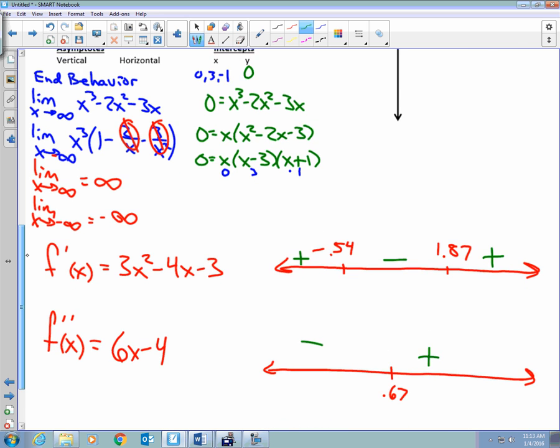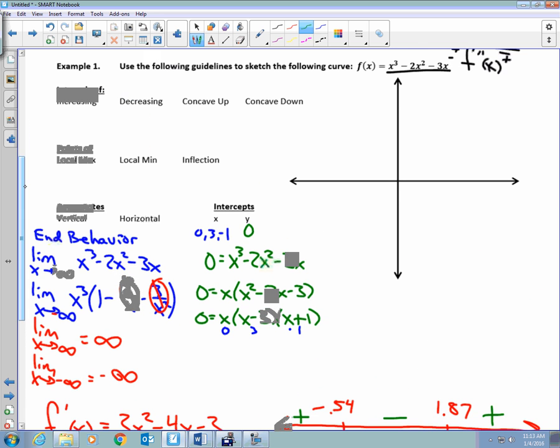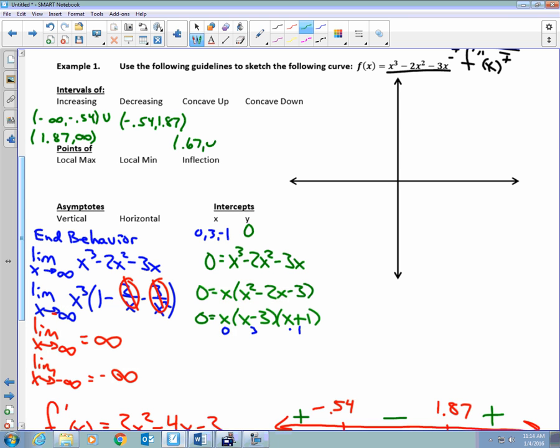This tells us some important pieces. Where is this function increasing? Good. And it's decreasing in between, so negative 0.54 to 1.87. Where is it concave up? 0.67 to infinity, and it's concave down from negative infinity to 0.67.